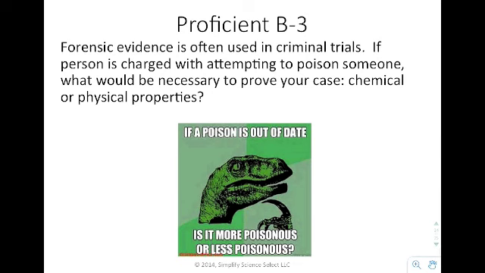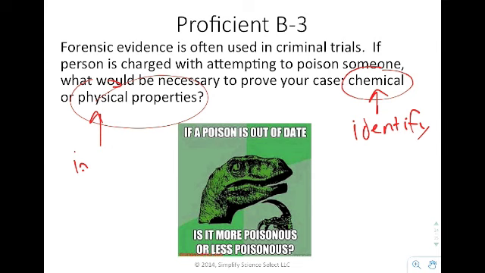It says forensic evidence is often used in criminal trials. If a person is charged with attempting to poison someone, would it be necessary to prove your case with chemical or physical properties? This is kind of a tricky one because it depends on what you're looking at. Generally speaking, you can use chemical properties to help you identify what it is. But you can also use physical properties as long as they're intensive properties, something like boiling point.